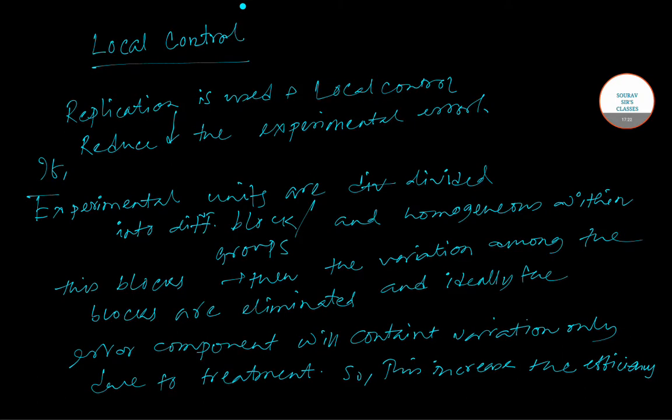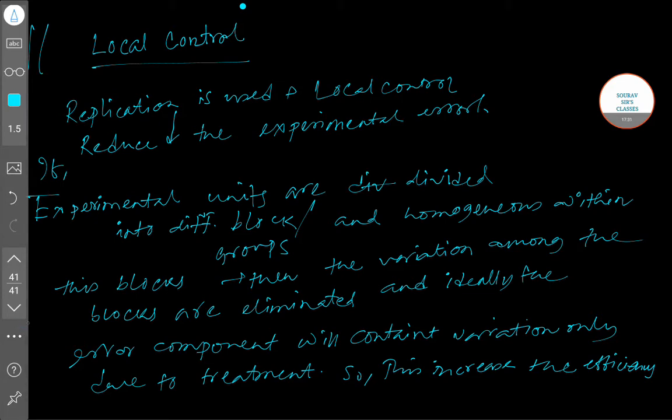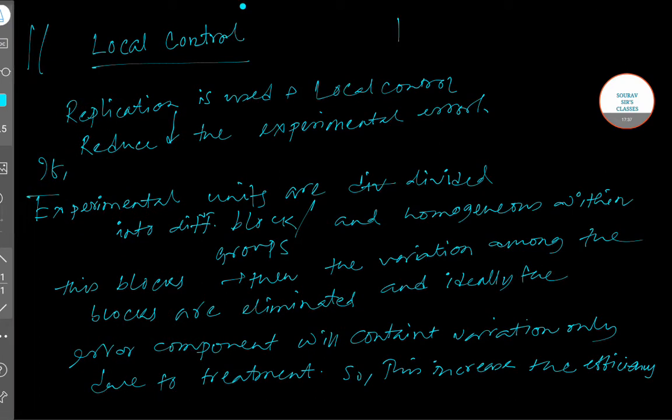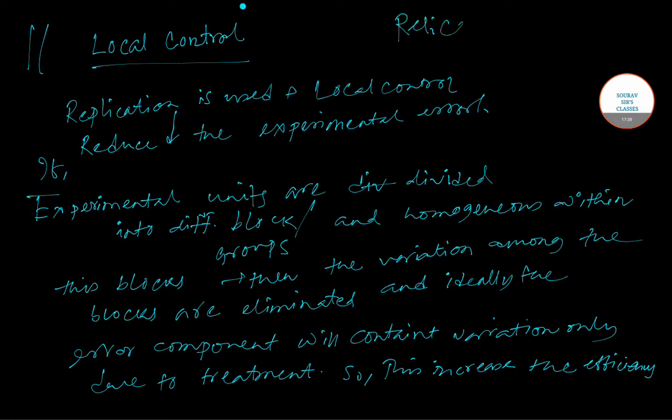So these are the three main features of a good experiment. The first feature that we had was randomization, then the feature of replication, and lastly the concept of local control. These are the three main parts, and this is the answer to the question.